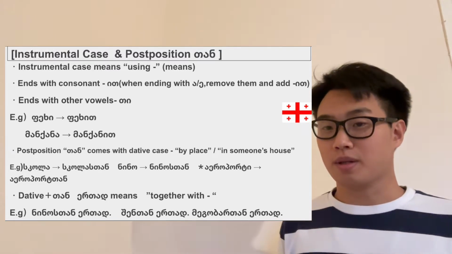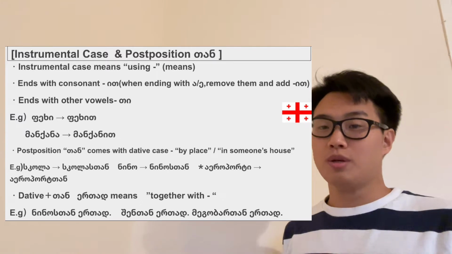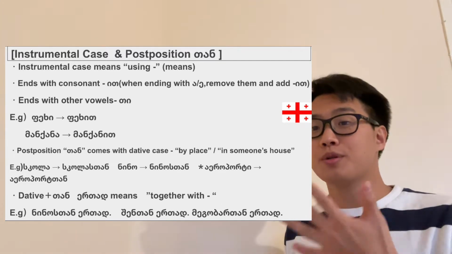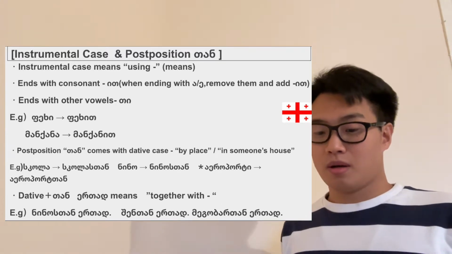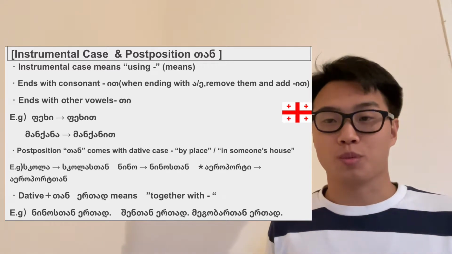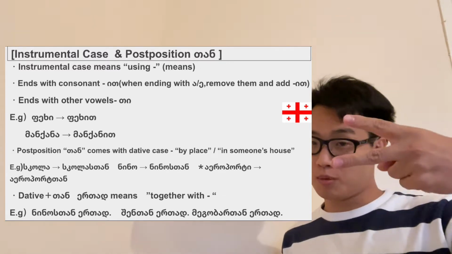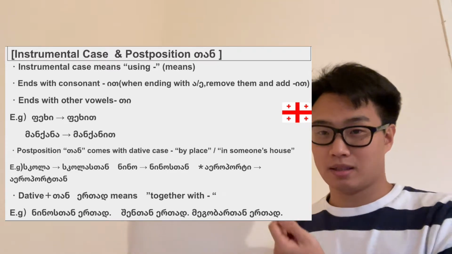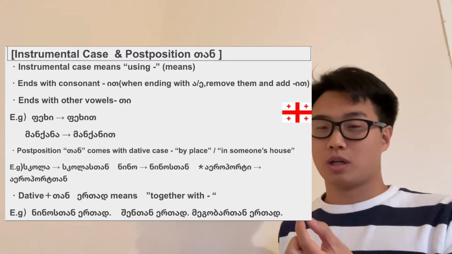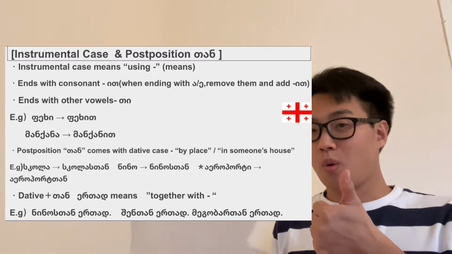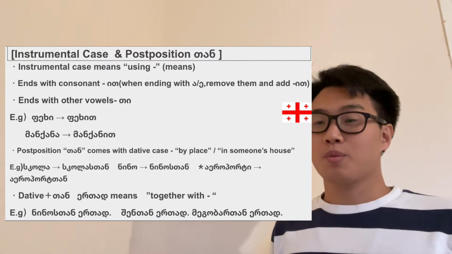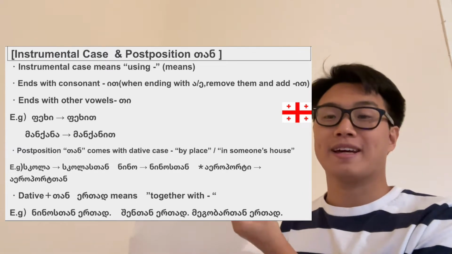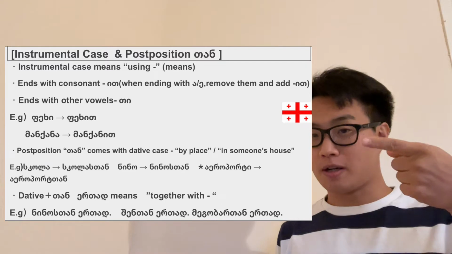First of all, about the instrumental case. We use the instrumental case to mean, in English for example, using something. The way of making the instrumental case is very easy. There are two patterns. If the word ends with a consonant, we have to add it, and that's it. When the word ends with either the vowel a or e, first of all we have to remove them, a or e, and then add it. This is the first pattern.